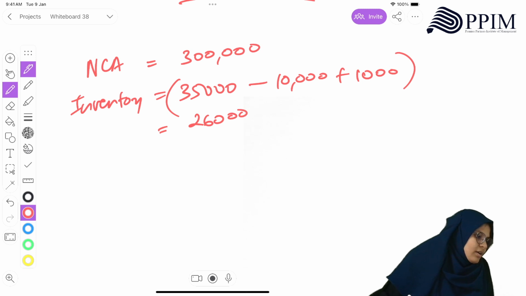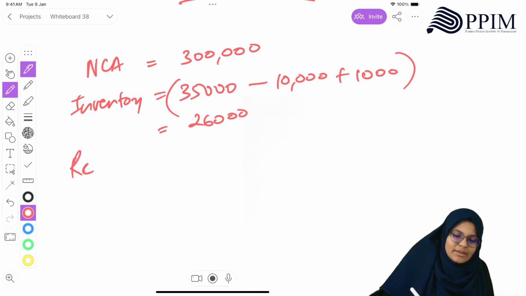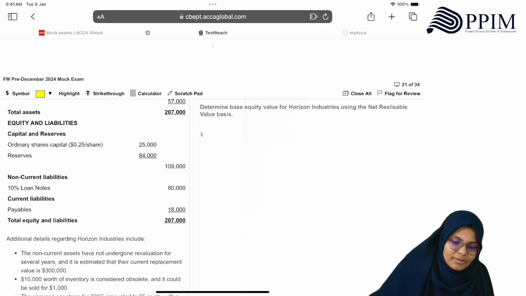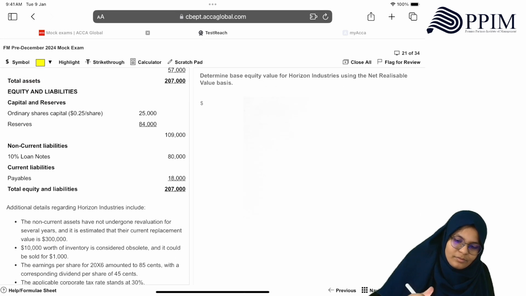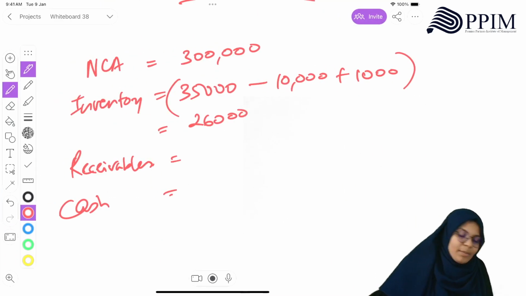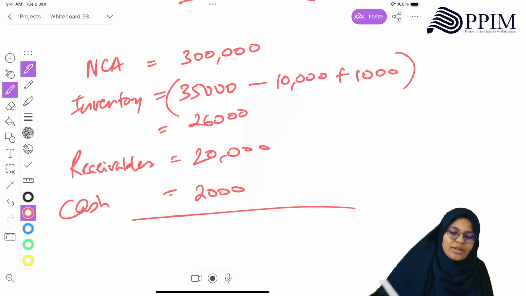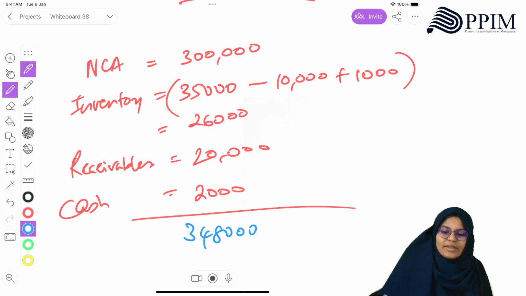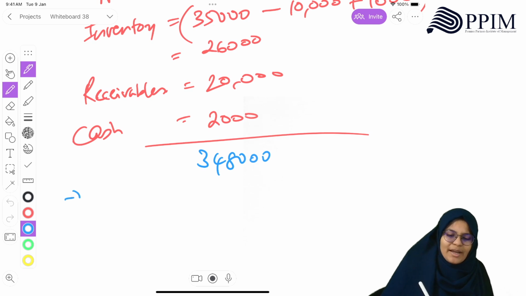Okay, what else? You have receivables and cash as well. How much were the receivables? Okay, I can't move up, it's fine. Receivables were actually in the question, 20,000 directly given. Cash was 2,000. So total assets is 300,000 plus 26,000 plus 20,000 plus 2,000, which is 348,000. So to that you need to deduct the liabilities.